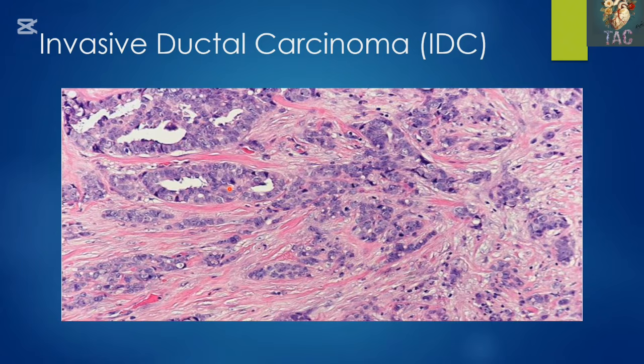In addition to this, the cells may be arranged in a single file, in the form of cords. There may be some signet ring cells, and here you can appreciate the signet ring cells which are present. In these signet ring cells, the mucin present in the cell pushes the nucleus to the periphery, giving a signet ring appearance. So this is the invasive ductal carcinoma. Important identification points are that the cells are invading the surrounding stroma, they are present in the form of cell nests, cords or sheets, and a strong desmoplastic reaction is present.